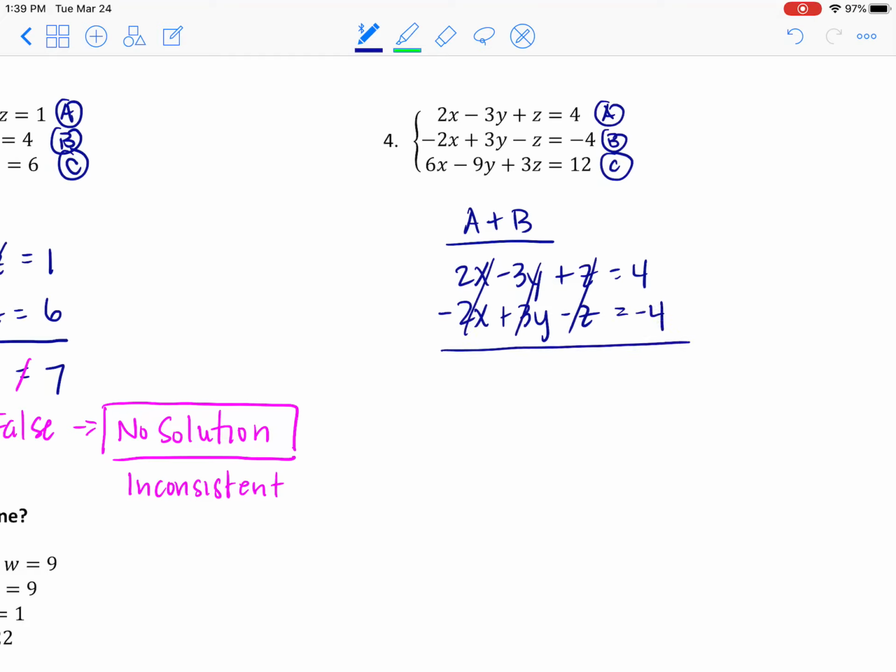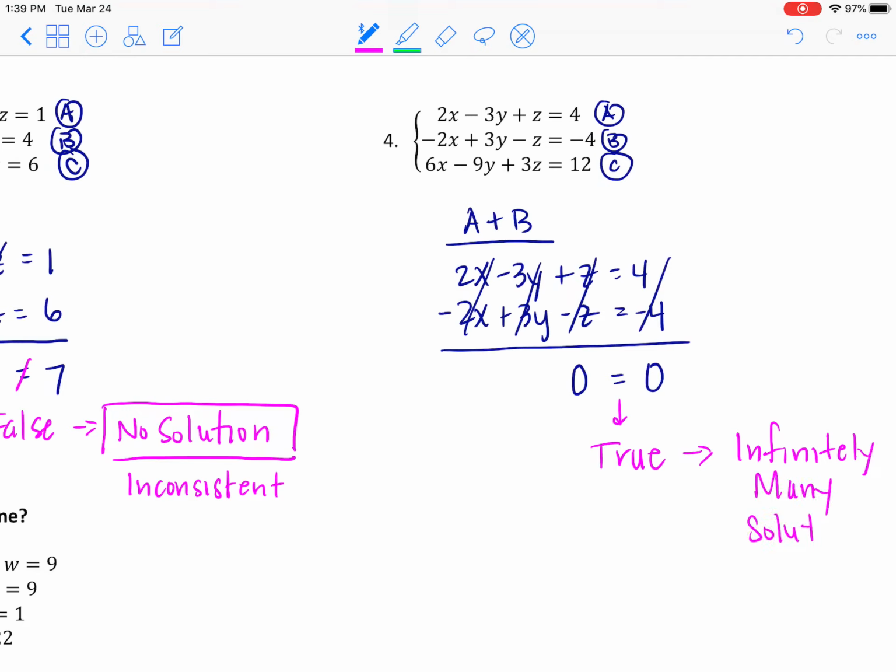And putting these together makes everything cancel. Now technically that means nothing left on this side, nothing left on that side. 0 equals 0. And since this is a true statement, we have infinitely many solutions. Or we can also say that this is a dependent system. The system is dependent.